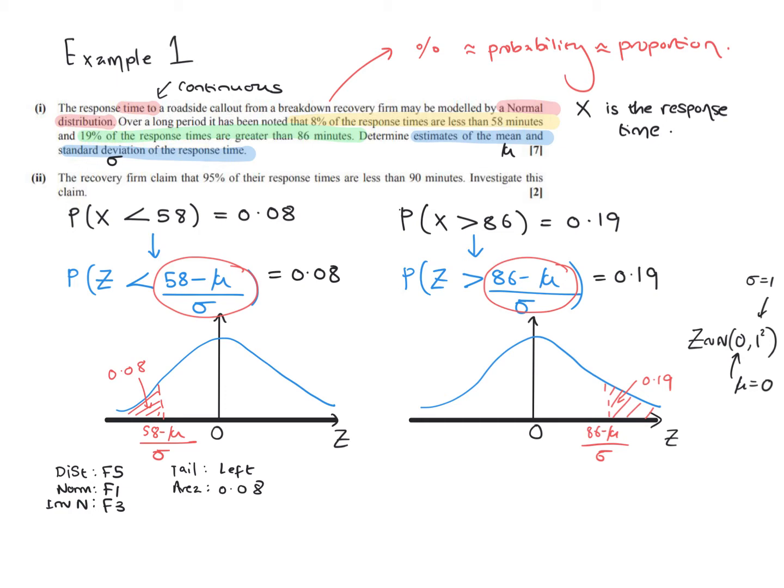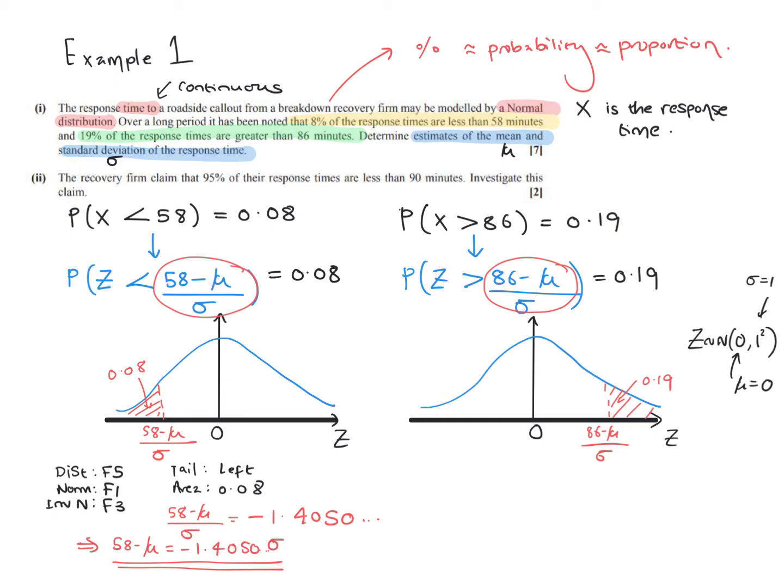This then gives us phi to the minus 1 of that value 0.08, which is equal to minus 1.405. So what we have found out is that (58 minus mu) over sigma is equal to minus 1.4050... And we know that this is going to be a question that involves simultaneous equations, so I'm going to rewrite this as 58 minus mu equals negative 1.4050 sigma. So we'll be able to use this as one half of a pair of simultaneous equations in a moment.